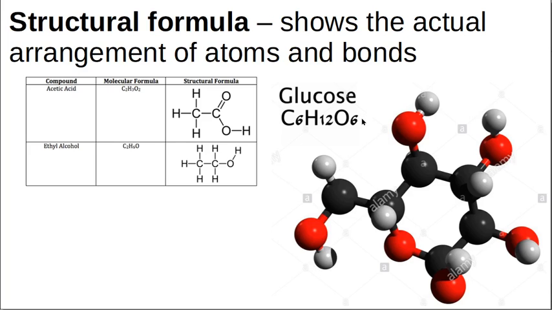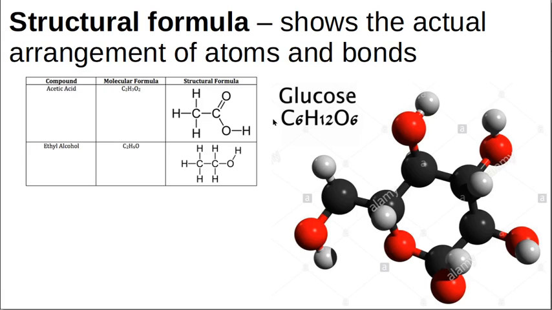Okay, so for instance, this is glucose, which has got 6 carbons, 1, 2, 3, 4, 5, 6 carbons, and then 12 hydrogens, 1, 2, 3, 4, 5, 6, 7, 8. There's a couple behind them. You obviously can't see them. The hydrogens behind there, and then the 6 oxygens, 1, 2, 3, 4, 5, 6 oxygens over there.